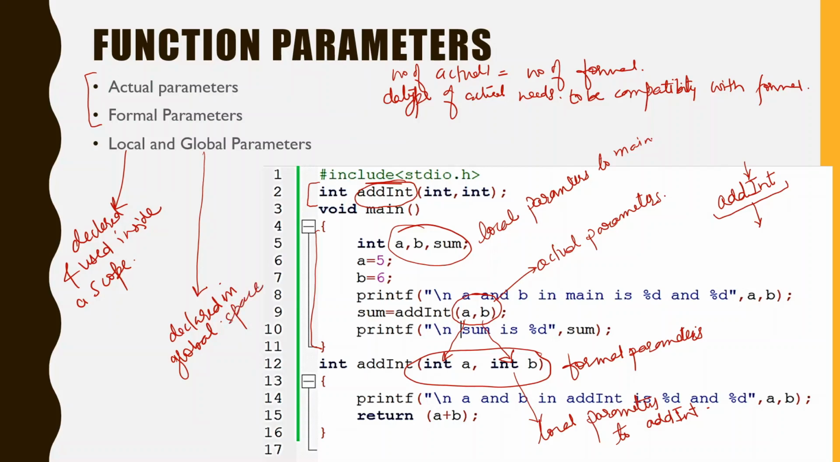These are not limited to any scope because they are in the global space, so they are known to everyone. They are known to all the functions, even main and other functions which are not main, like addend. So these are the global parameters.